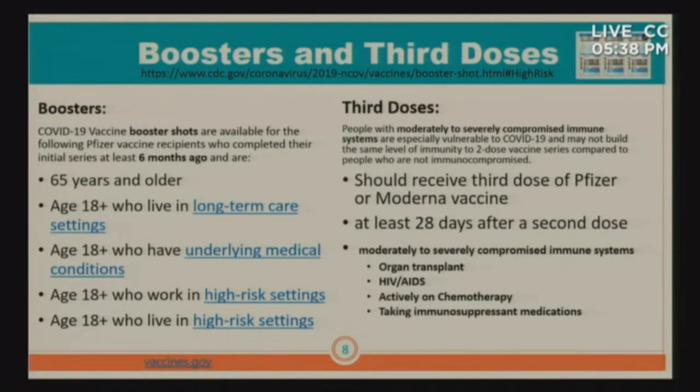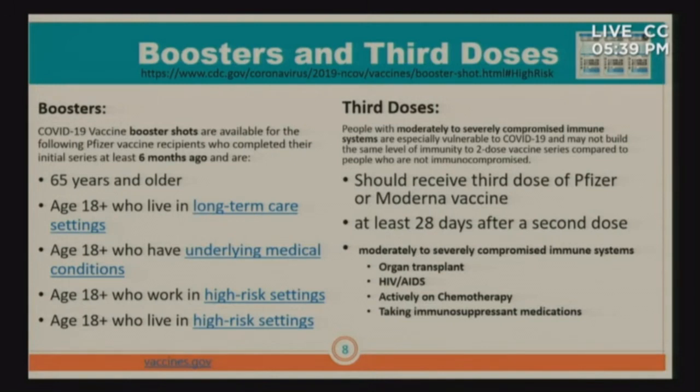postal workers, and public transit workers, and even grocery store workers. So people that are in constant contact with the public qualify for these high-risk settings. All those people who got the Pfizer vaccine can go and ask for a booster.